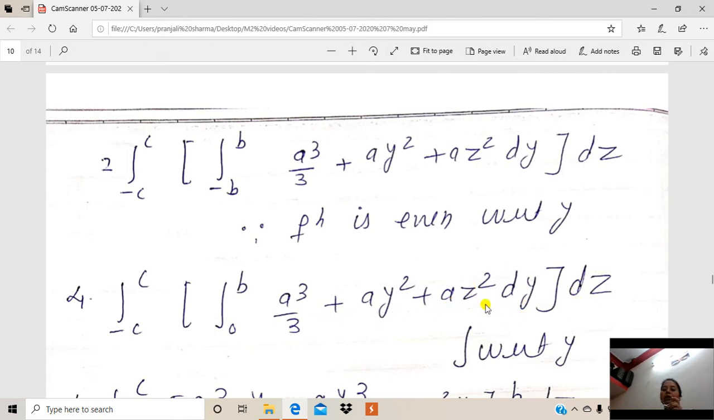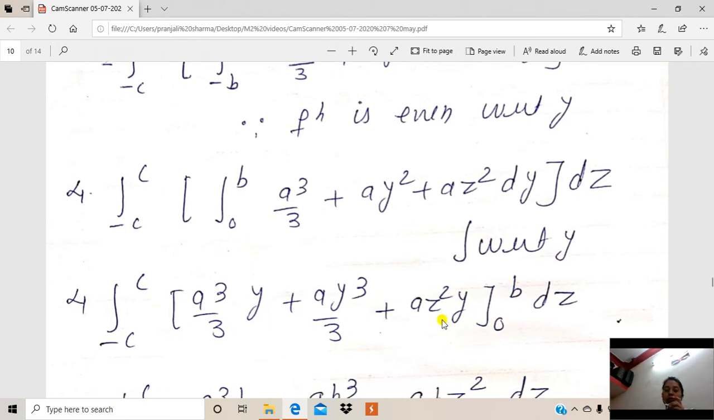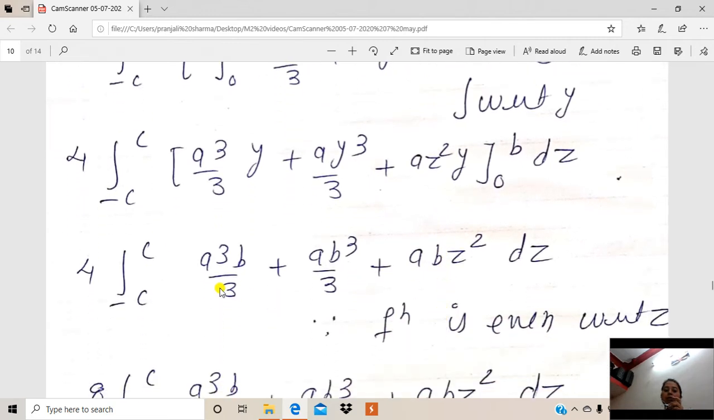Now we integrate it with respect to y, treating z as a constant. a cube by 3 is a constant, therefore its integration will be a cube by 3 into y. The integration of a y square will be a y cube by 3, and since a z square is a constant with respect to y, its integration will be a z square y, between the limits 0 to b. Now we apply upper limit minus lower limit, and it will be a cube b by 3 plus a b cube by 3 plus a b z square.